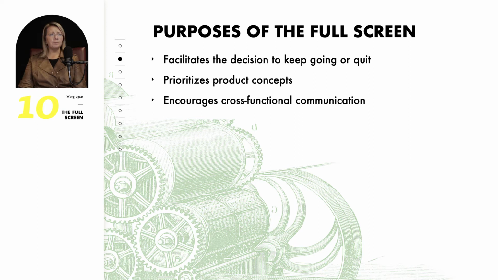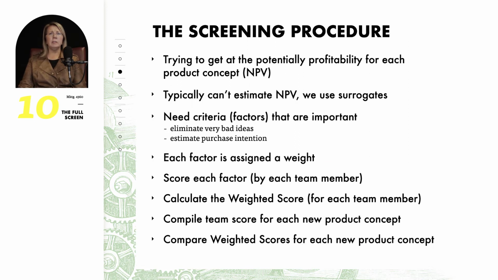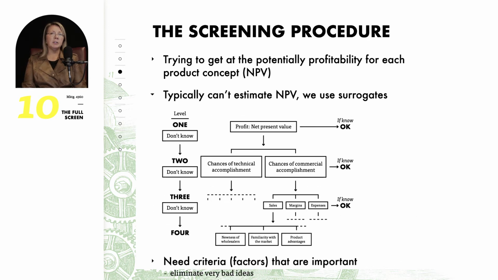Bottom line, the full screen is trying to assess the potential profitability of the various product concepts. If we could simply assess net present value for each of the product concepts, we'd be done. But we generally cannot do that, and so we're looking to other criteria to judge these product concepts on. We call those surrogates or substitutes for net present value, sort of an estimate.